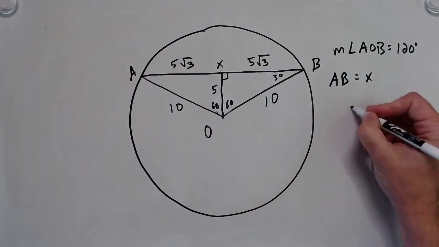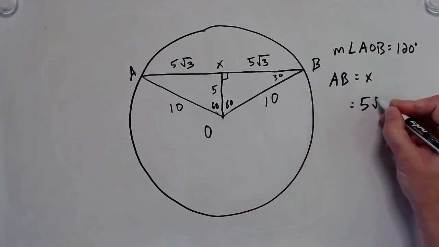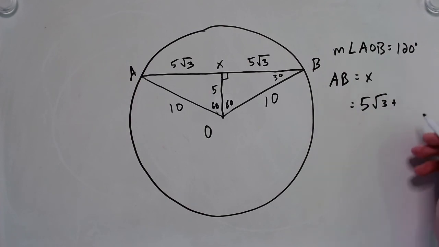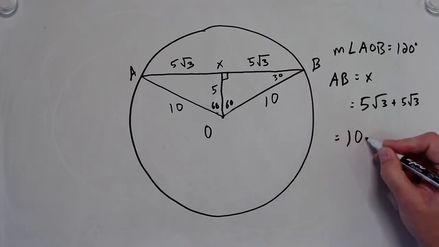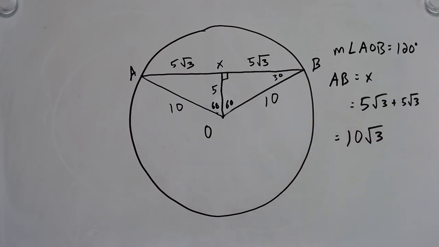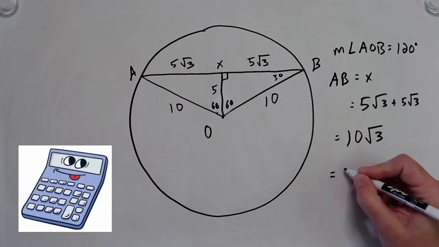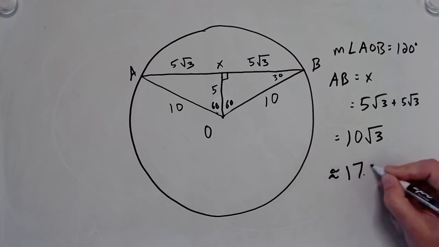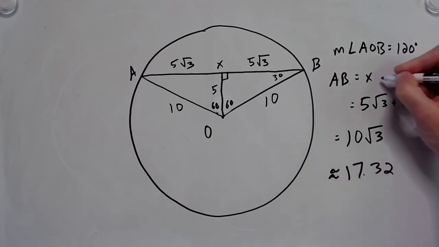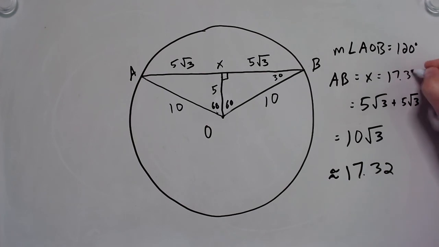So AB is going to equal 5 root 3 plus another one of those, 5 root 3. And we've already had some nice like terms here, so that just ends up being 10 root 3. And if we bust out Mr. Calculator, this ends up being roughly 17.32. So AB equals 17.32.